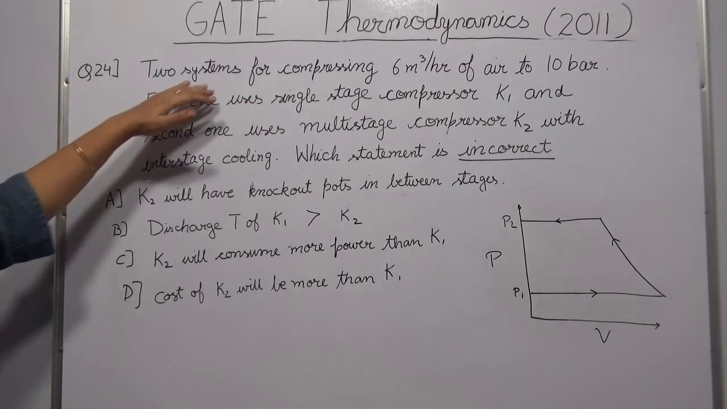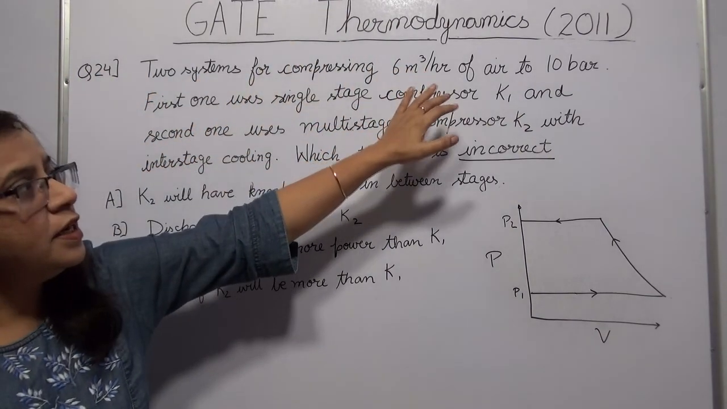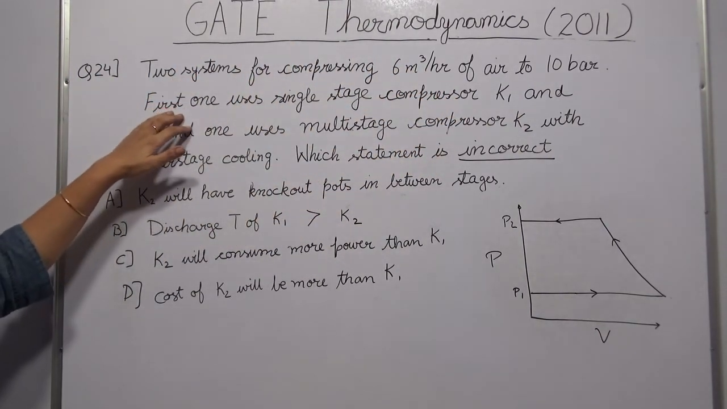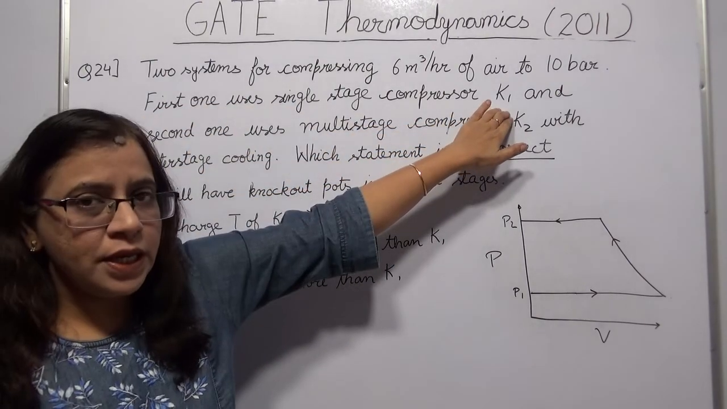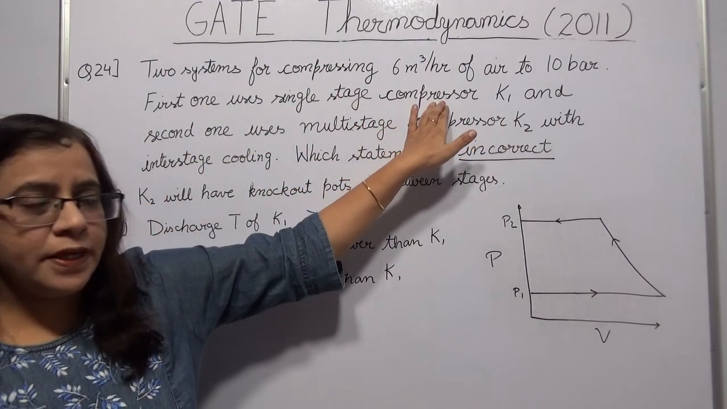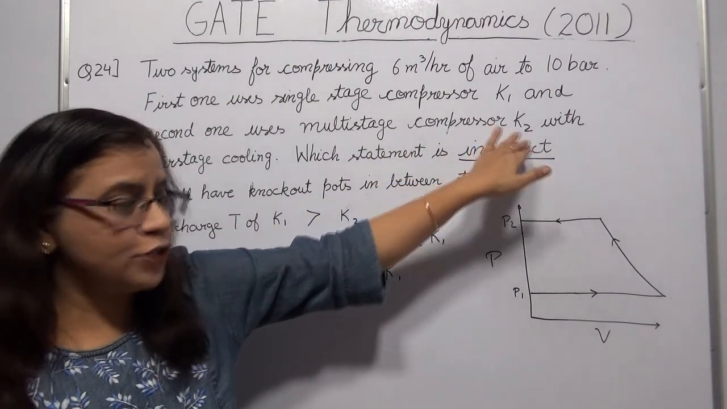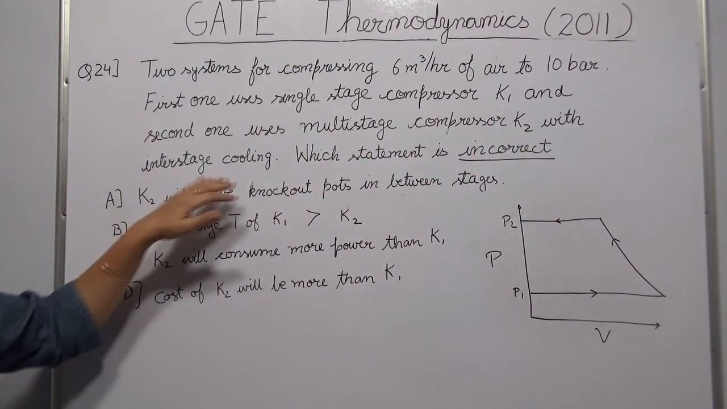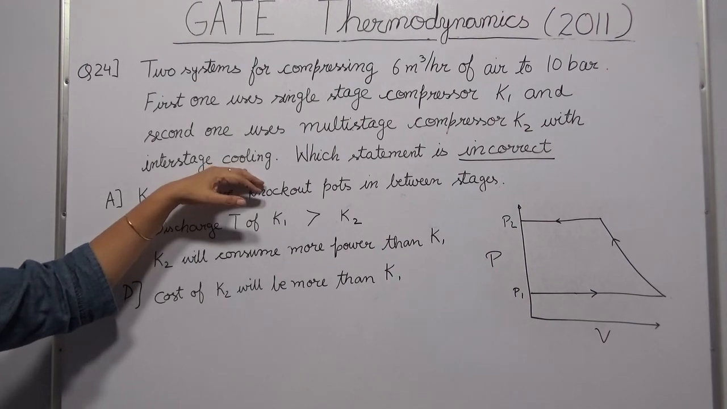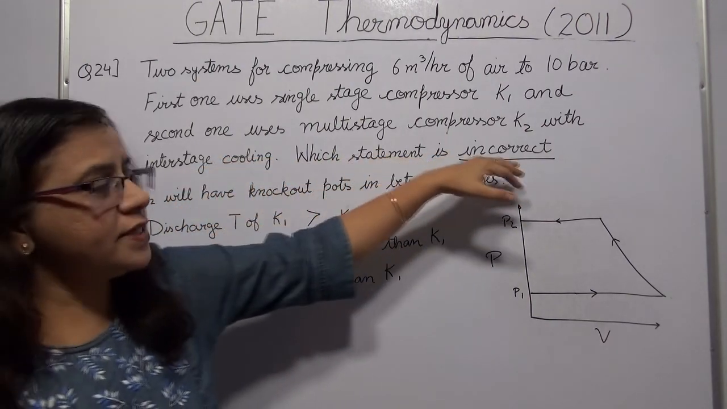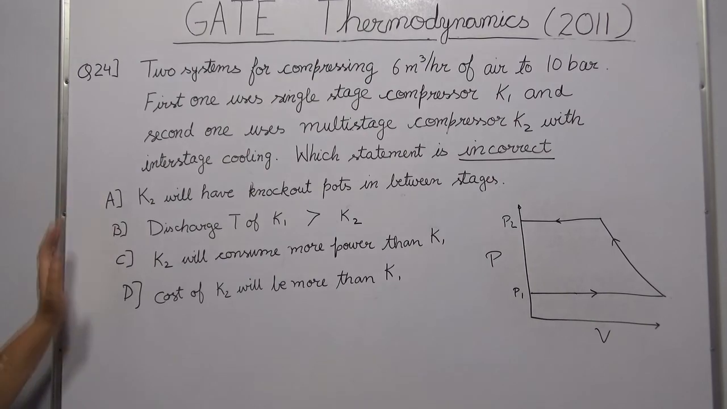It says that you have two systems for compressing air to 10 bar. The first one, which is denoted by K1, is a single stage compressor, and the second one is a multi-stage compressor denoted by K2. It has interstage cooling in between. Now they have asked which statement is incorrect out of these four.